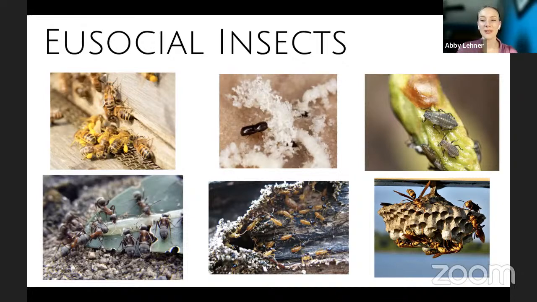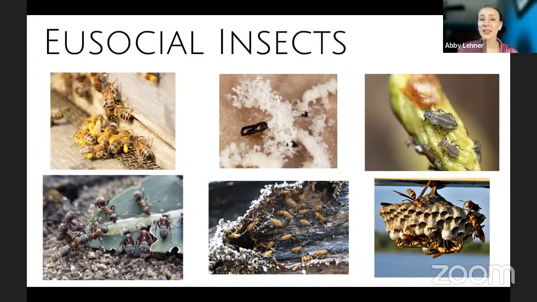Then in the top right photo, just below me, we have aphids. If you like gardening, you're probably already familiar with aphids. Aphids are another very small insect that feeds on the fluids inside of plants. So they'll latch onto your plant and they're slurping up all the sugar and water and nutrients from inside the plant. That's how they survive. And some types of aphids are eusocial, not all types though.